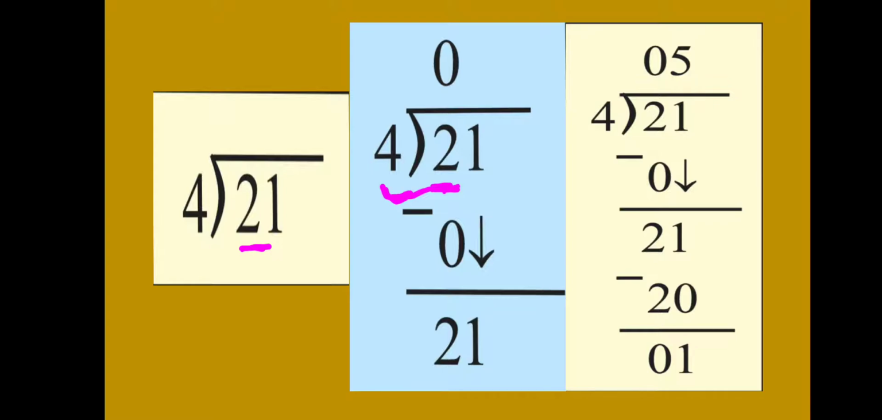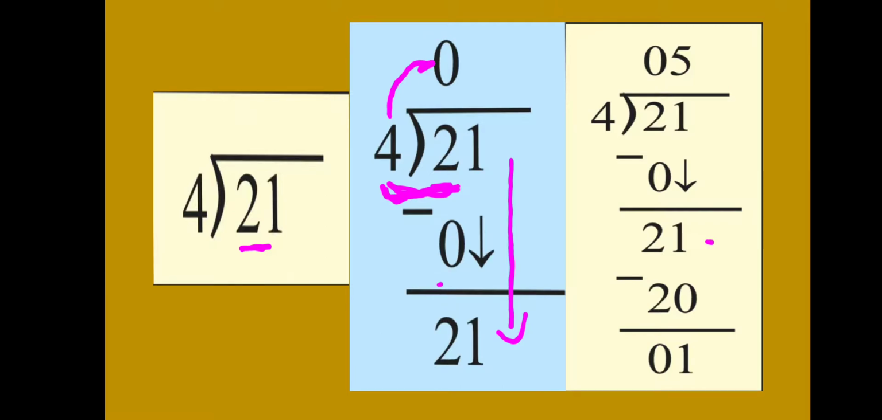Because we have to say the table of 4 and 4 is already greater than 2. So what to do? We will say the table of 4. 4 zeros are 0. 4 is already greater than 2, 4 1s are 4, so we cannot take that. Which one can we take? 4 zeros are 0. Then 2 minus 0 is 2. Bring this 1 down.